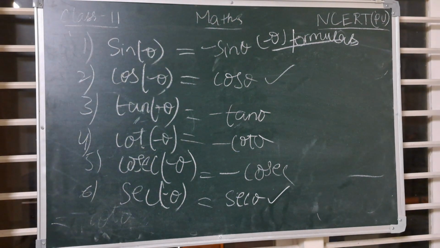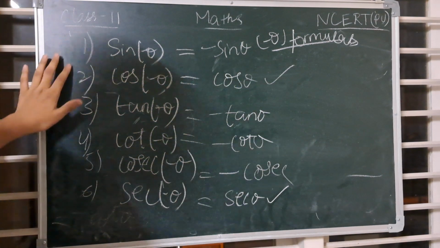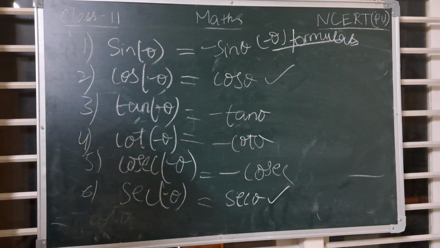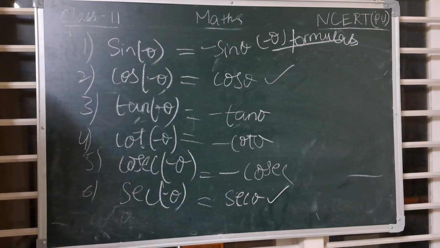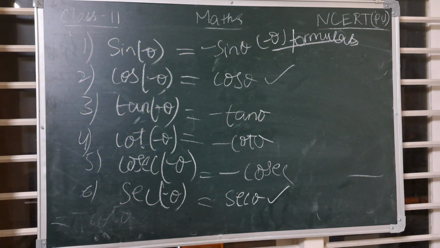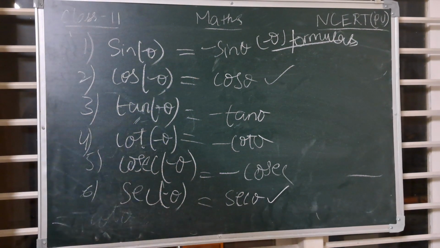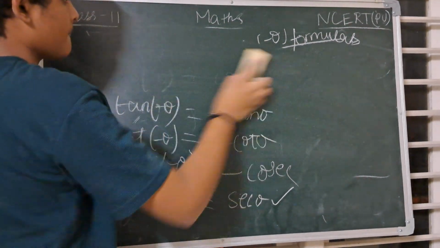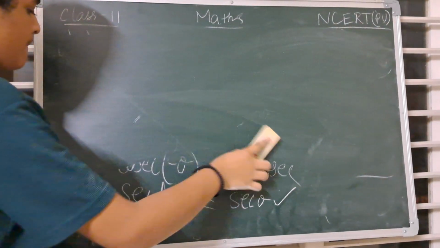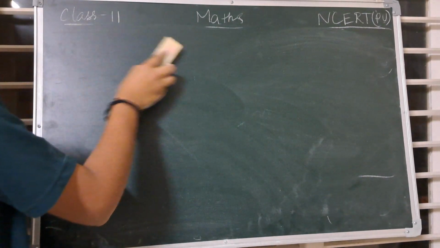This is very important for solving exercise 3.2. This is the main basics of exercise 3.2 and allied angles. So now we will write certain formulas. This is one of the main important formulas.